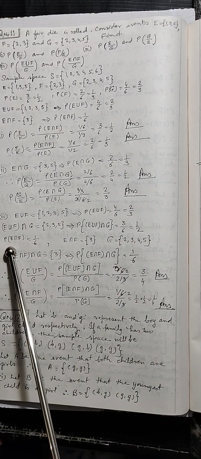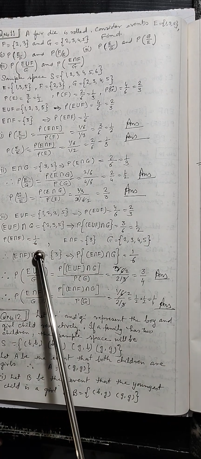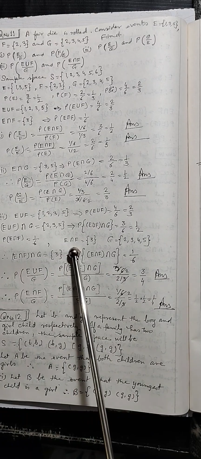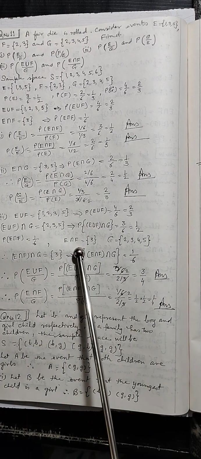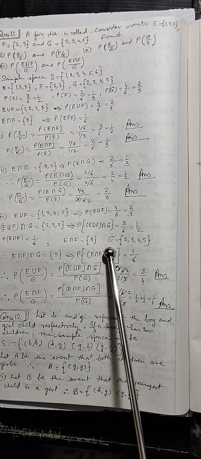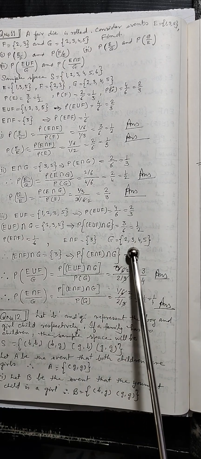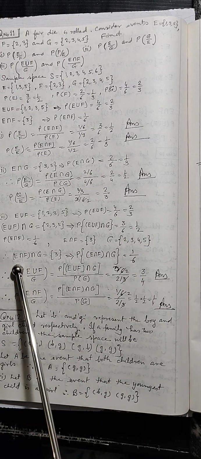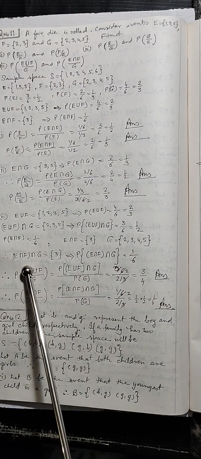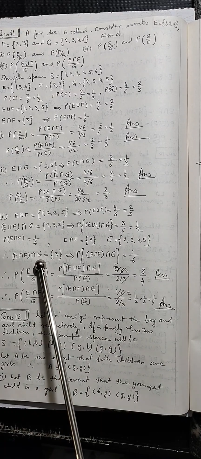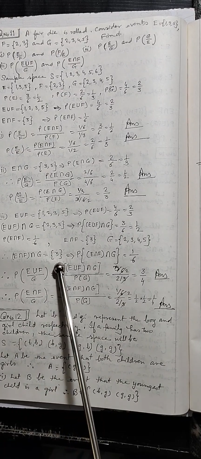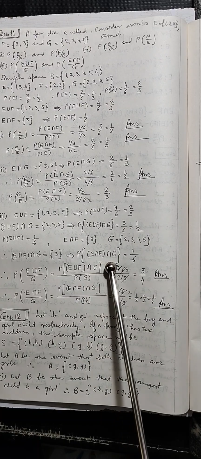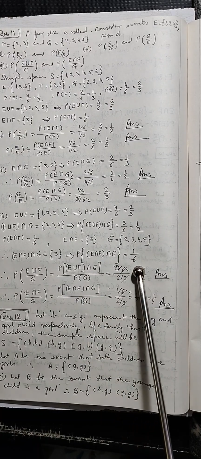Now the probability of E intersection F is equal to 1 by 6. E intersection F is equal to only 3 and G is equal to 2, 3, 4, 5. So the E intersection F intersection G will be equal to 3 only. So the probability of E intersection F intersection G is equal to 1 by 6.